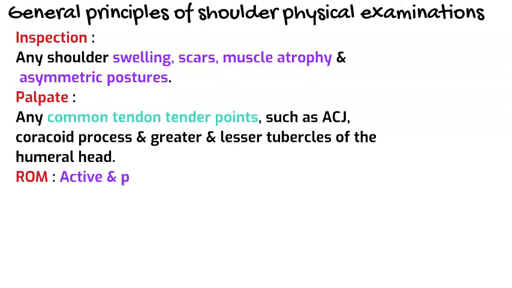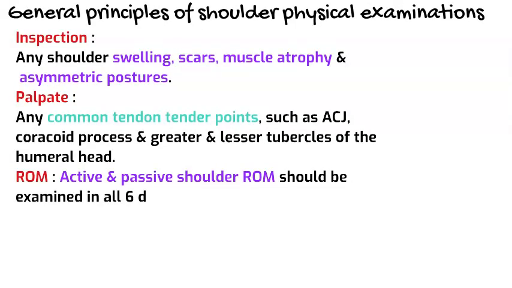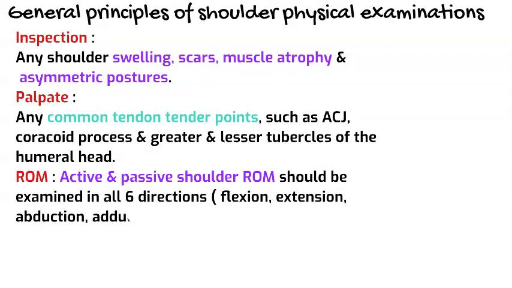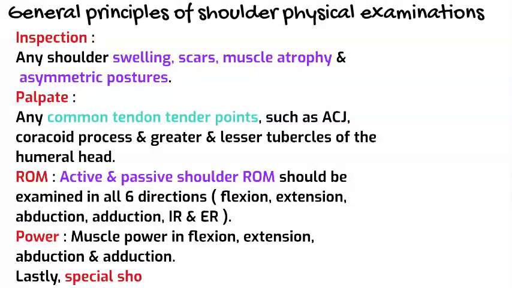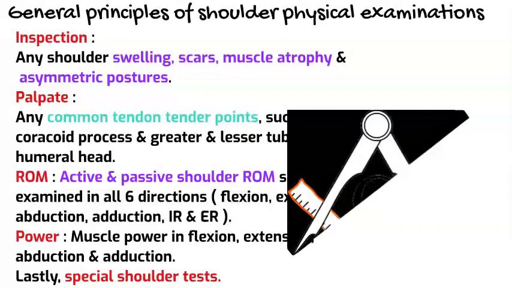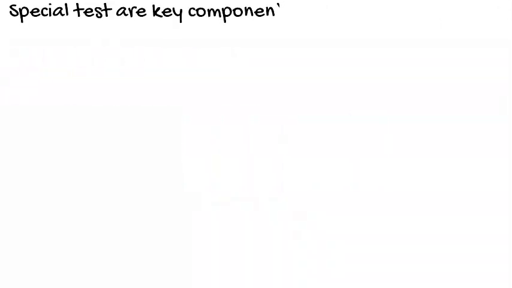Range of movement. Active and passive shoulder range of movement should be examined in all 6 directions: flexion, extension, abduction, adduction, internal rotation, and external rotation. Power. Muscle power in flexion, extension, abduction, and adduction. Lastly, special shoulder tests. Special tests are key components of the physical examination.